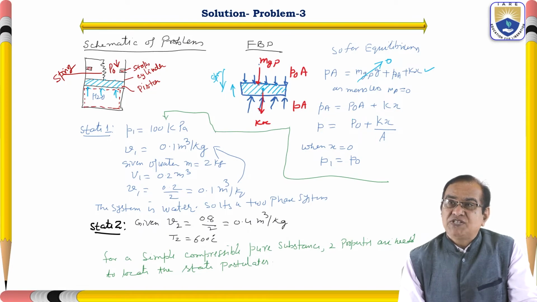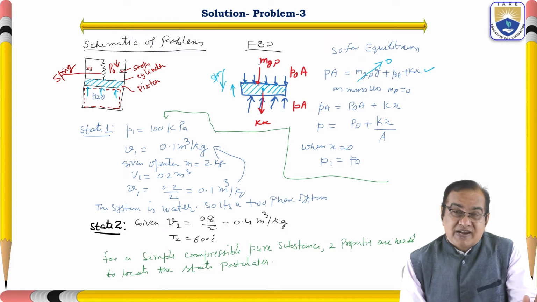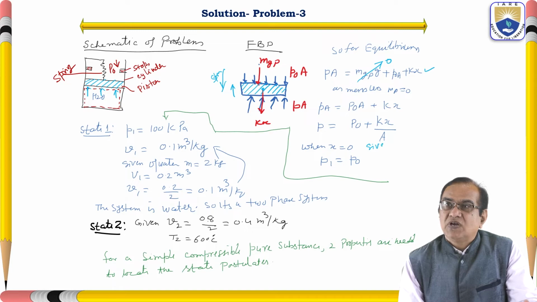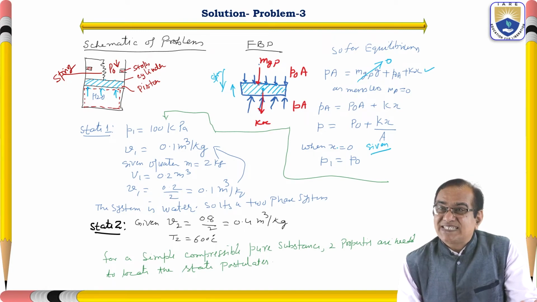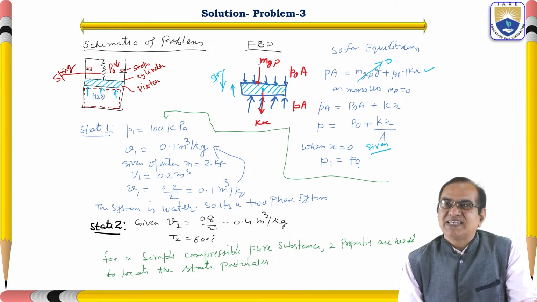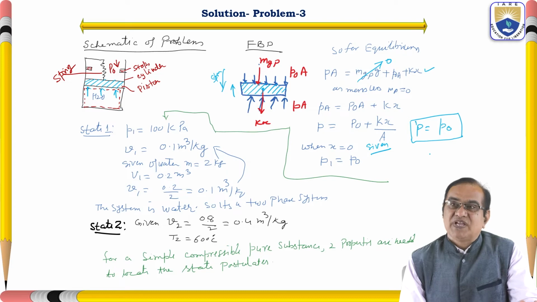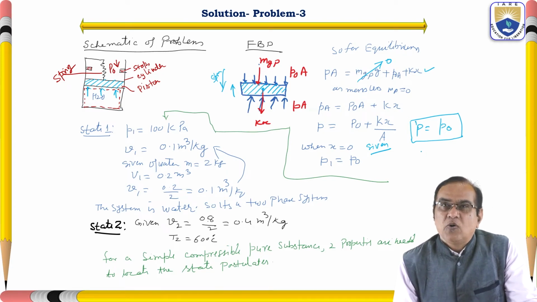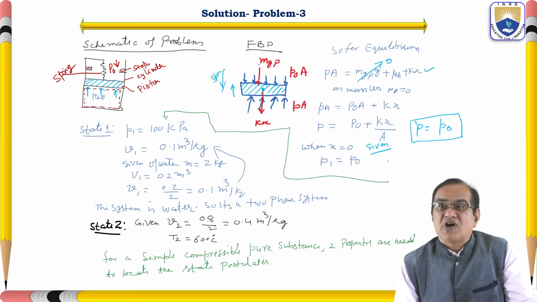So P is equal to P naught plus Kx by A. When x is equal to 0, the condition is given, when it is just touching, P1 is equal to P naught. If you make x equal to 0, you will get P equal to P naught, and this is also given in our problem. Now we will see what the features of this system are, and how we can go ahead to solve this problem.